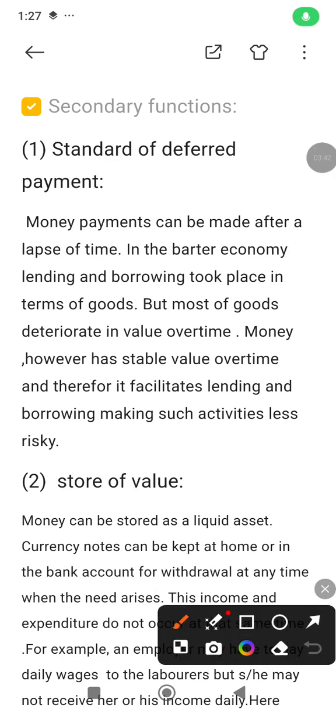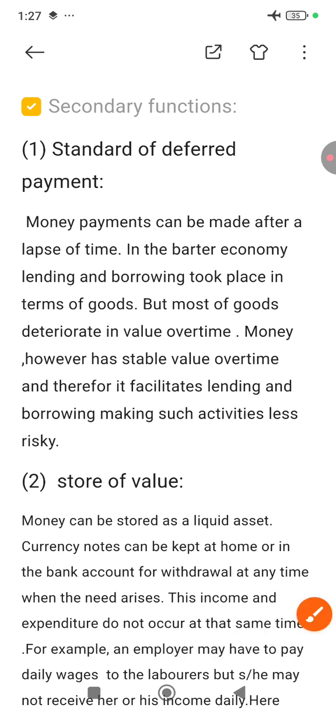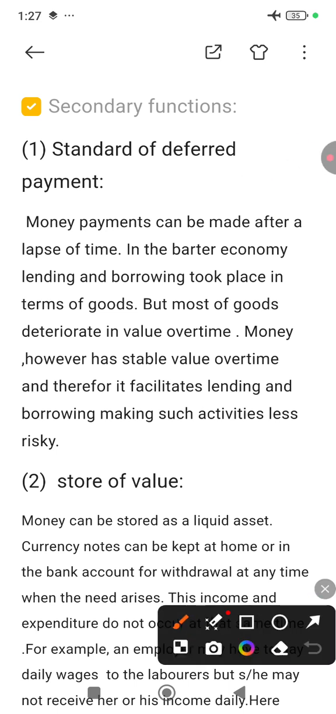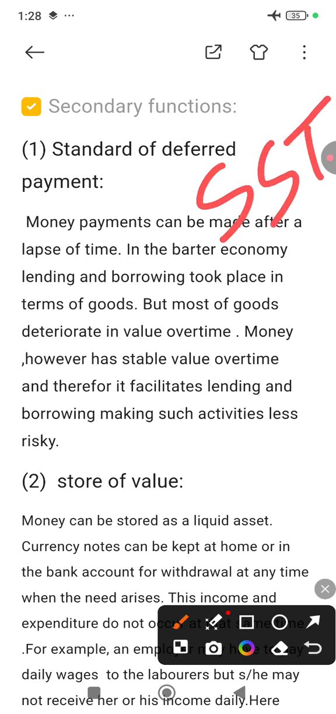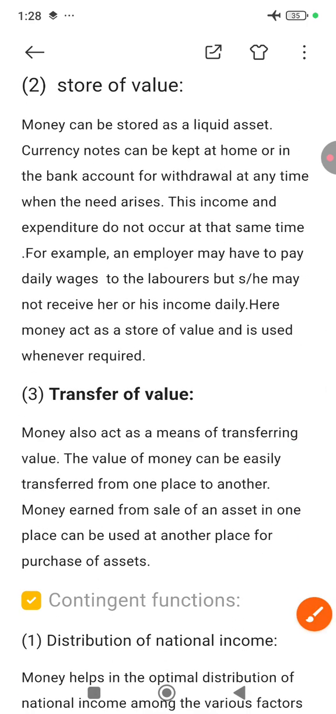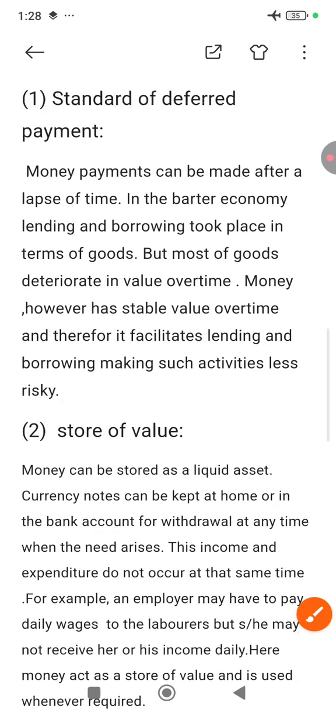Now I am going to explain the secondary functions of money. So first of all, how can you remember the secondary functions? Simply, we can remember the secondary functions by using SST. It is not like social studies. S for standard of deferred payments, and S for store of value, and T for transfer of value. Okay.